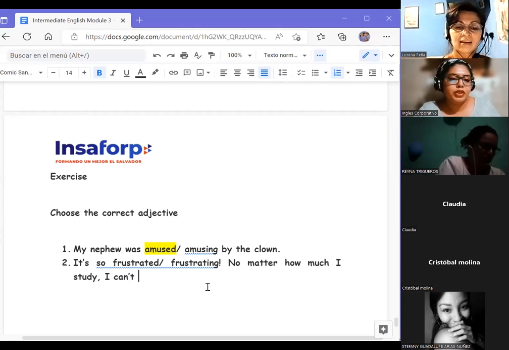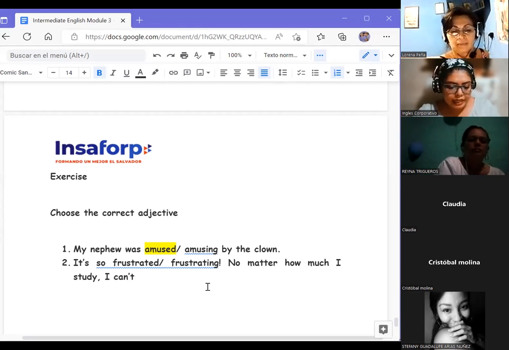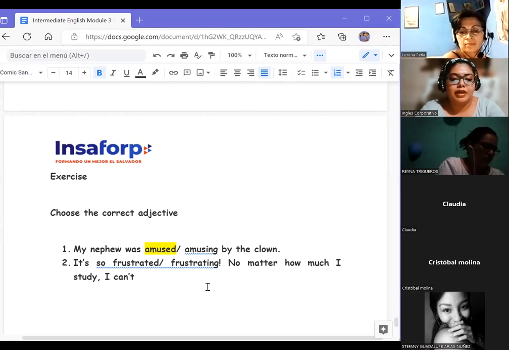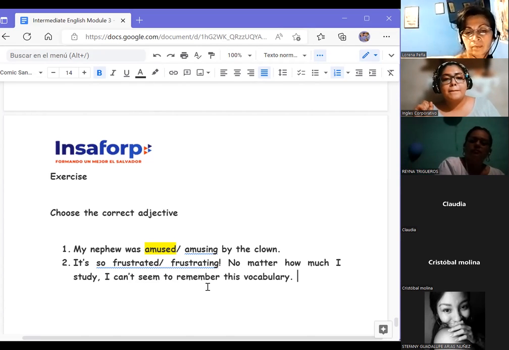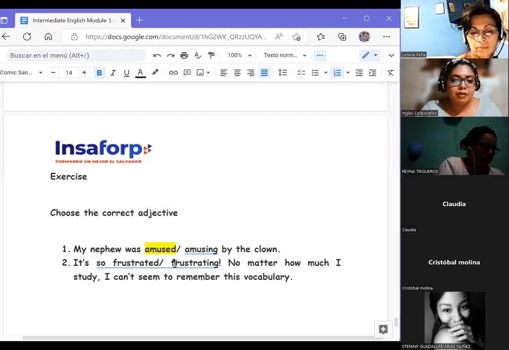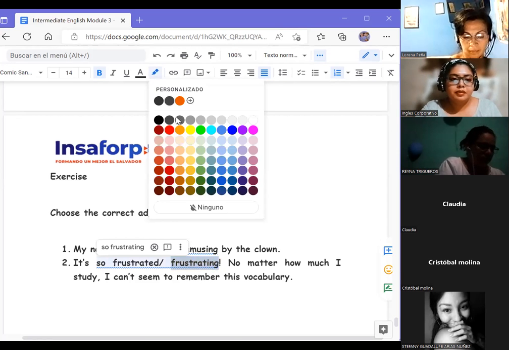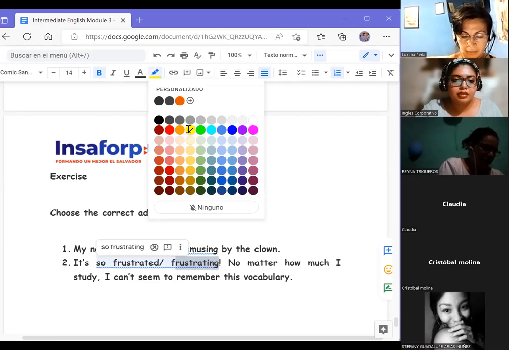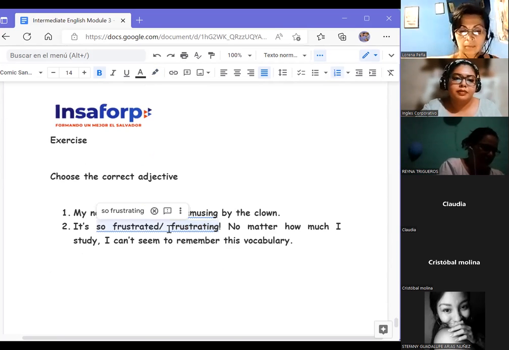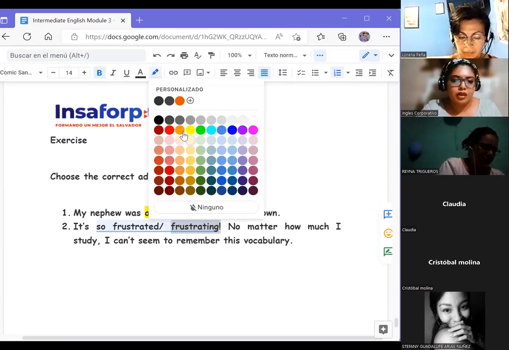Okay. We have number two. No matter how much I study, I can't seem to remember this vocabulary. So we have the situation. It is so frustrated or it is so frustrating? Frustrating. Good, frustrating, because we are talking about a situation. It's so frustrating. And no matter how much I study, I can't seem to remember this vocabulary.